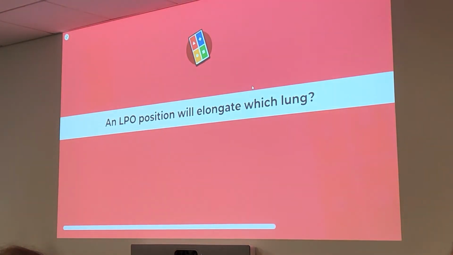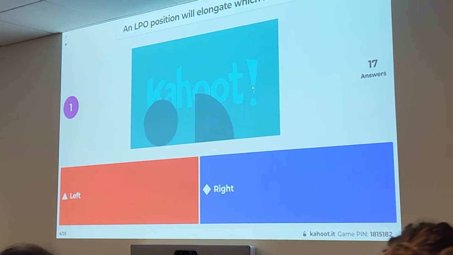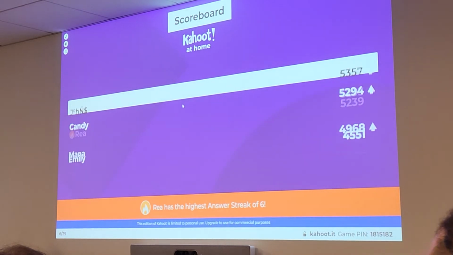An LPO position will elongate which lung? The left lung. LPO, left posterior oblique, the left side is down. For those obliques, we're elongating the side that is down. That's the part everyone has the most trouble with, those obliques. Like I said, we'll review it again in class.